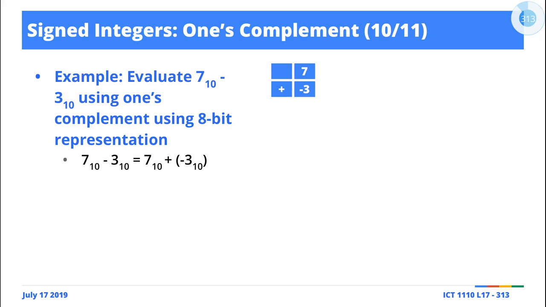All right, so an example of one's complement before we go to two's complement: 7 minus 3. If we were to perform the operation 7 minus 3 using sign magnitude, I'm trying to make sure we understand why we have to use one's complement and not sign magnitude for computation. We'd have to first of all compute 7. What is 7 in binary?